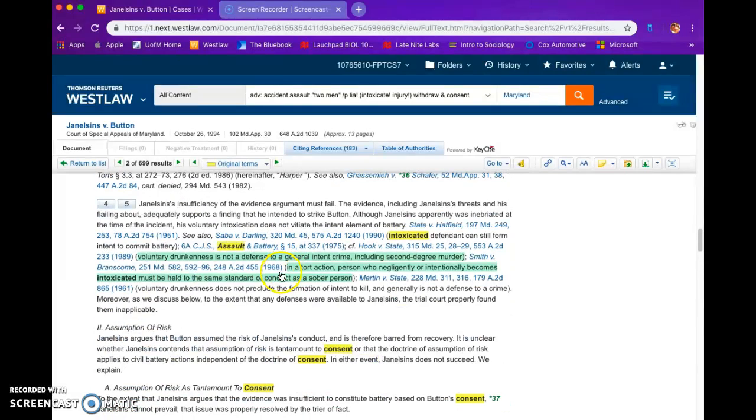Because I've read, and I have it highlighted right here, voluntary drunkenness is not a defense to a general intent crime, including second-degree murder. In a tort action, a person who negligently or intentionally becomes intoxicated must be held to the same standard of conduct as a sober person. So relating this to Jason and Mark's situation, no, Jason could not counter that his intoxication negated his request, because regardless of whether you're drunk or not, that has no bearing on it.